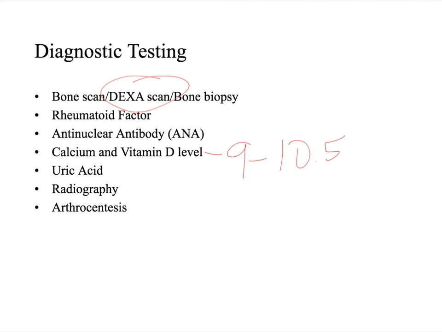Uric acid is actually something we'll talk about more when we talk about gout, but that's another blood test that helps us assess the musculoskeletal system. Radiography, of course, is x-rays, and arthrocentesis is aspiration of fluid from a joint, and we'll talk about that more when we talk about osteoarthritis and rheumatoid arthritis. The same thing with the anti-nuclear antibody. We'll talk about that more when we talk about inflammation associated with arthritis.